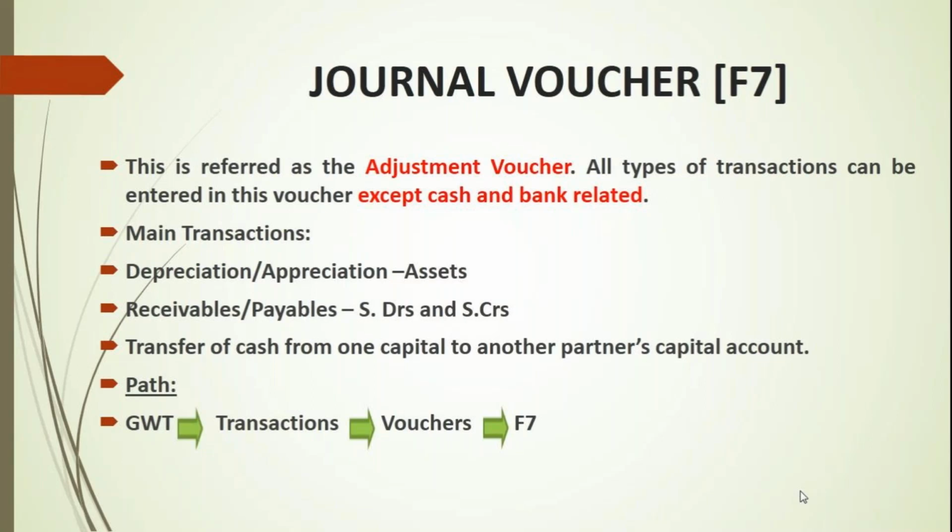So what types of transactions have I given here? Depreciation or appreciation of assets, receivables or payables, that's for debtors and creditors, then transfer of funds from one partner's capital to another partner's capital account. So what is the function key for accessing a journal voucher? It is F7. Now F4 is contra, F5 is payment, F6 is receipt, F7 is the journal voucher.